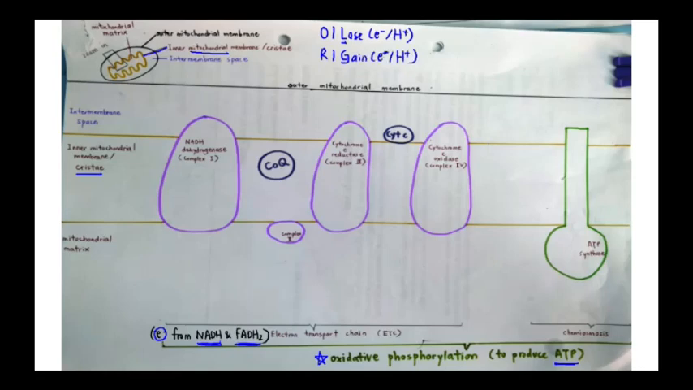Let's look at the components of electron transport chain. We have 4 protein complexes that cannot move, which is complex 1, complex 2, complex 3, as well as complex 4. And you must remember the name of each complex. Complex 1, its name is NADH dehydrogenase. It will accept electron from NADH. Complex 2, the name is succinate dehydrogenase, and it will accept the electron from FADH2.